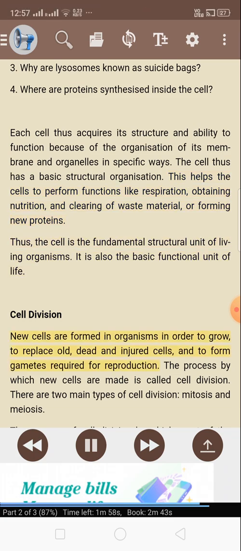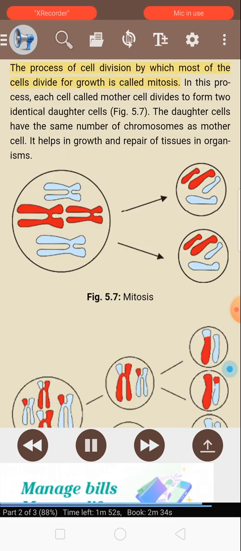Cell division. New cells are formed in organisms in order to grow, to replace old, dead and injured cells, and to form gametes required for reproduction. The process by which new cells are made is called cell division. There are two main types of cell division, mitosis and meiosis. The process of cell division by which most of the cells divide for growth is called mitosis.